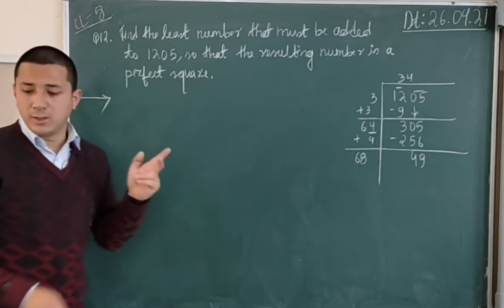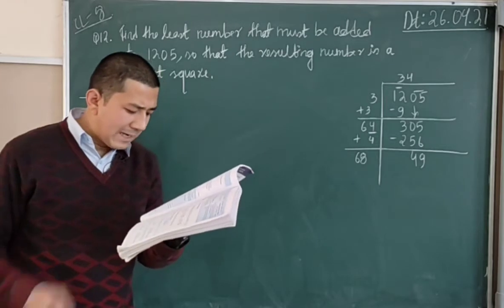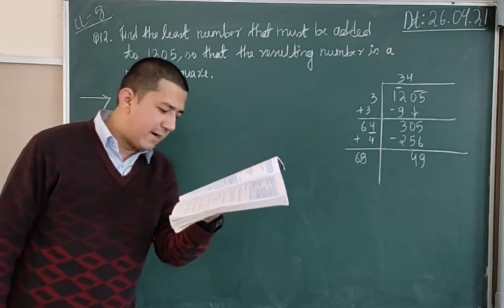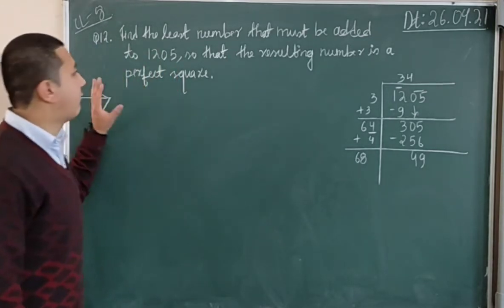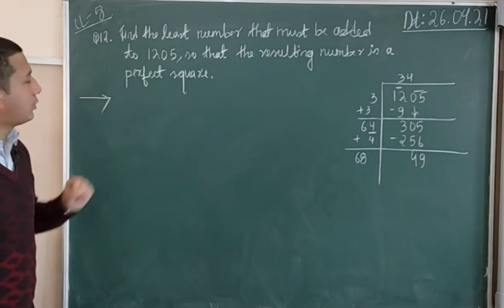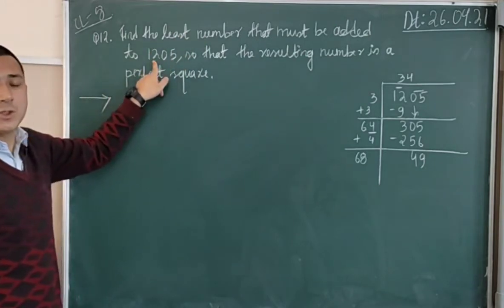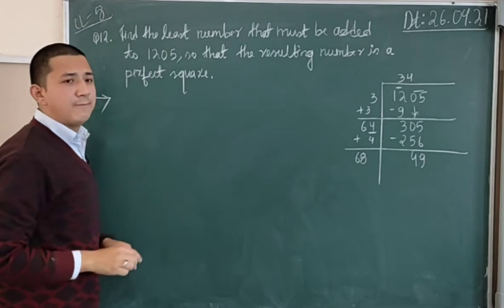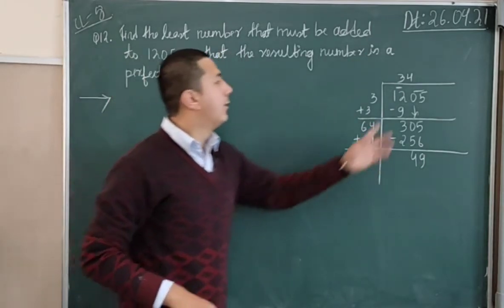Now remember that we have already done a similar sum like this in question number 5 and question number 6, isn't it? We have already done this type of sums. Alright, so now the question says find the least number that must be added to this number. What should I do? I'll first find the square root of 1205. So please find the square root of 1205 in this way.